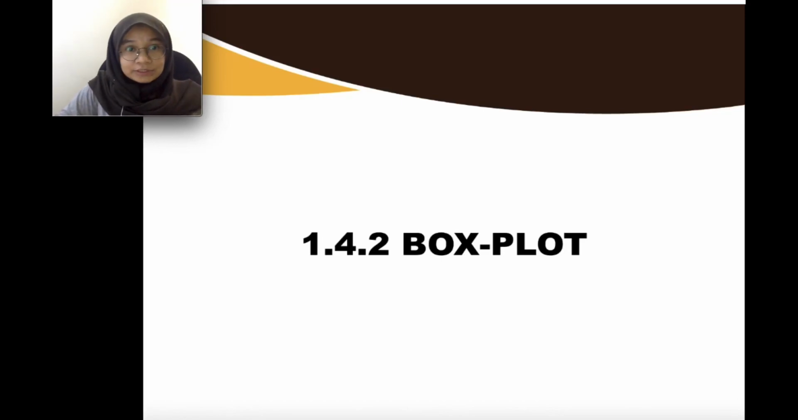So let's continue with 1.4.2, box plot. How do you describe and summarize your data using graphs? So the first one is box plot.